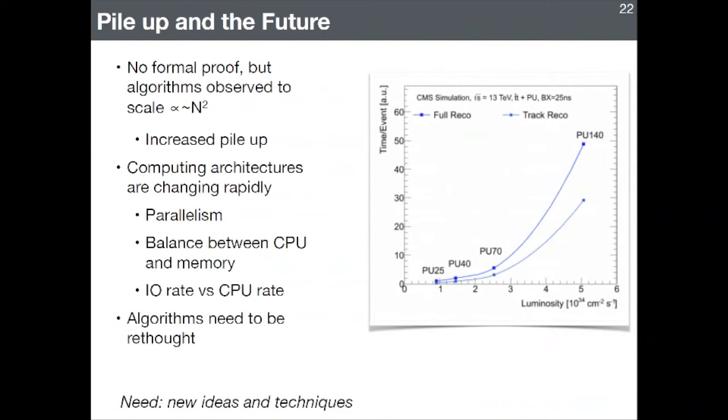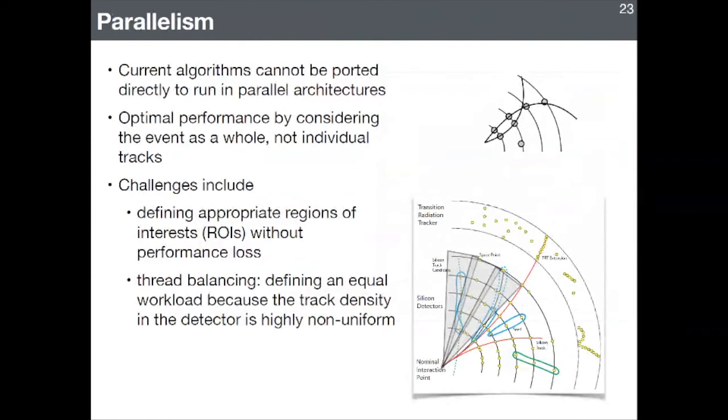Now, the other thing that's happening is that computing architectures are really changing rapidly. And we're going to hear many talks in this conference about parallelism, about balance between CPU requirements and memory, I/O rate versus CPU. And what this actually means in terms of tracking is that we really do need to rethink the algorithms that we're using. The reason for this is that the current algorithms I've been describing are not trivially ported to parallel architectures.